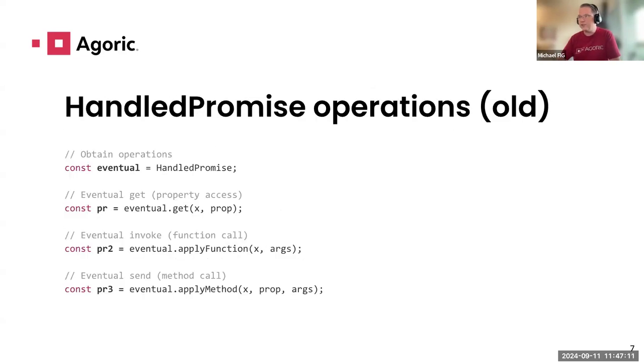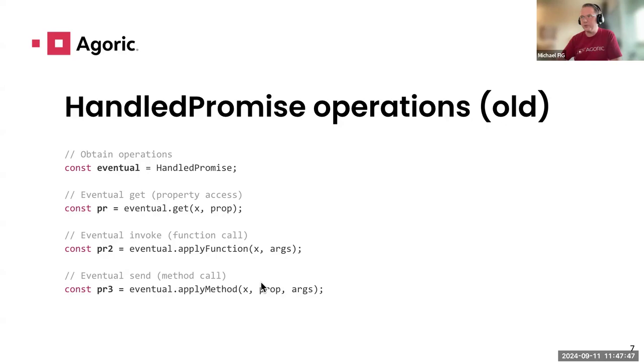And eventual operations is the next part. So eventual operations used to be all stuck on the handle promise global, which was all okay, but then got really unfortunate when we wanted to do dot apply, because the handle promise global was itself a function and it had an apply method of its own, where you could apply the handle promise global to itself, to arguments. So we had to call the eventual operation apply function or apply method for consistency.